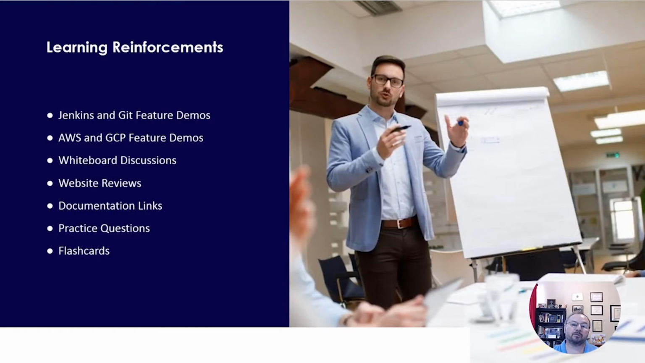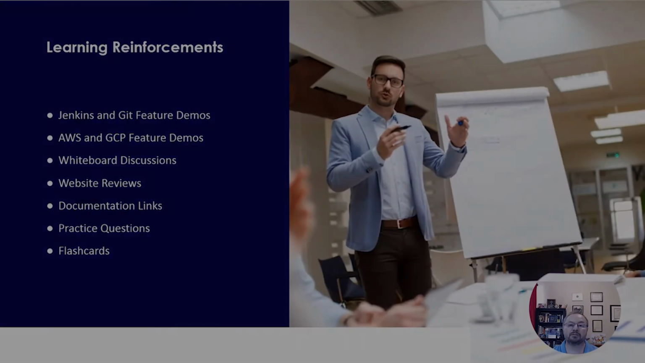Let's go ahead and talk about some of the reinforcements we'll be using to help enable you to grasp the concepts we'll be talking about. Now, the learning reinforcements will be focused on Jenkins and Git. I'll be going through demos, AWS and GCP cloud features. I'll be going through whiteboard discussions, website reviews, practice questions, and flashcards will be provided as well. We have a lot to cover, so let's go ahead and continue on to the next lesson.